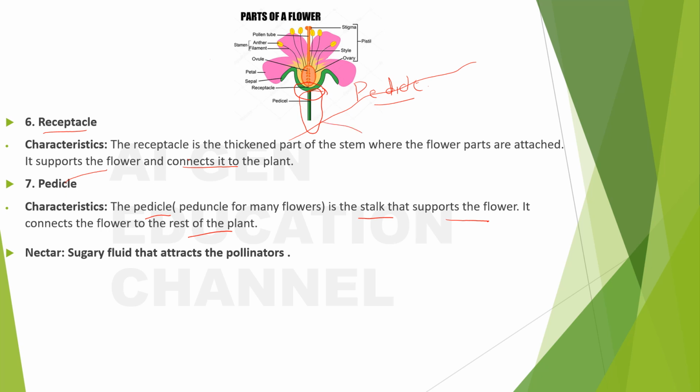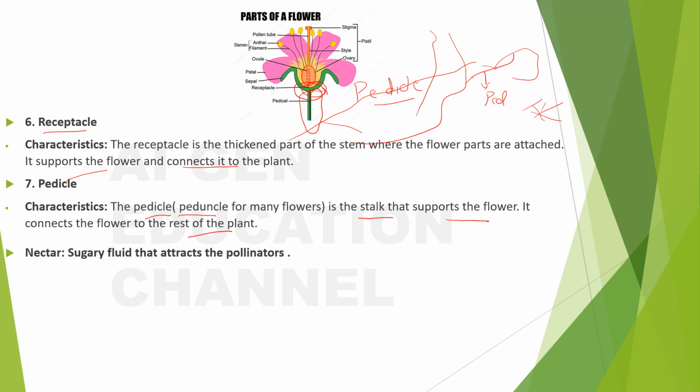See, imagine this is the plant, okay? This is the plant and the flower holds like this, right? So this part is called pedicle. But what is receptacle? Receptacle is this part. Okay, the pedicle and flower meet at this point, this meeting point is called the receptacle, and this is pedicle. And I have already mentioned peduncle, right? If there are many flowers attached, then it is called peduncle. If there is a single flower, then it is pedicle.